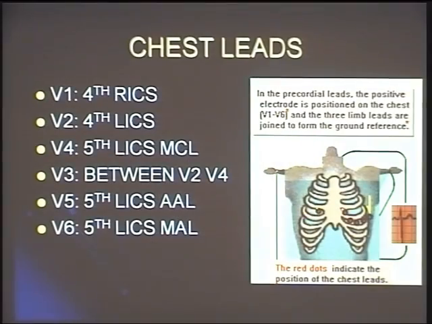V1 is placed on the 4th right intercostal space close to the sternum. 4th right intercostal space is V1. V2 is on the 4th left intercostal space close to the sternum. So V1 and V2 are on the 4th space. You recognize the 4th space from the Lewis angle, which is the 2nd space, 3rd space and the 4th space. Then we will not tell you anything about V3 now. We go straight away to V4. V4 is placed in the 5th left intercostal space in the mid clavicular line. V5 is placed on the mid clavicular line in the 5th space. So V1 and V2 in the 4th space, V4 is in the 5th space mid clavicular line.